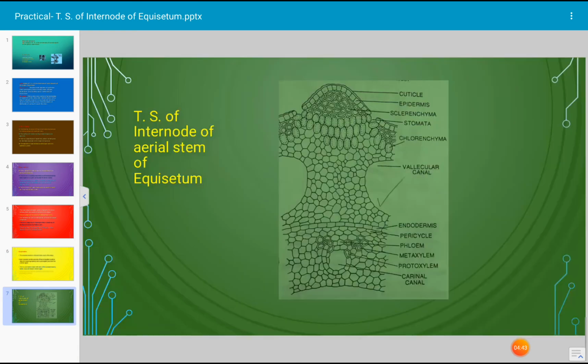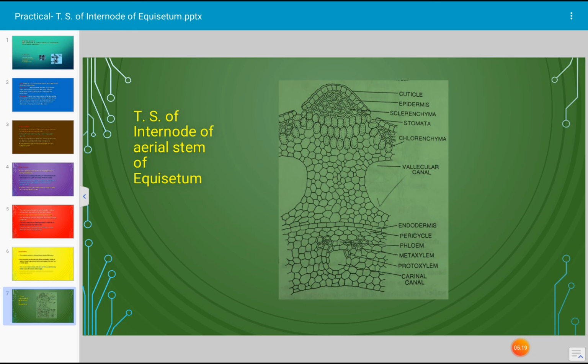Next, this is the photograph of the transverse section of the internode of the aerial stem of Equisetum. See, the cuticle is shown below. Cuticle, epidermis is there, sclerenchymatous patches are there, stomata are shown in the ridges and grooves, and collenchyma tissue is shown. Outer epidermis, inner epidermis. Endodermis is shown. Closely associated with the endodermis there is pericycle. And xylem, metaxylem, protoxylem, carinal canals and vallecular canals are shown in the photograph.